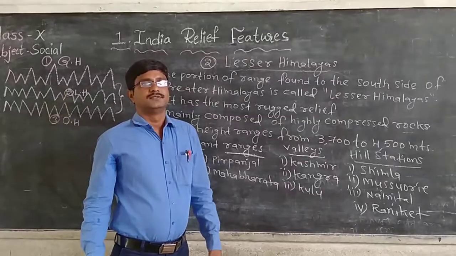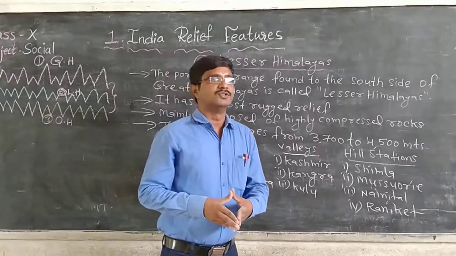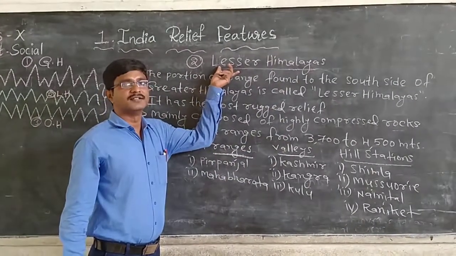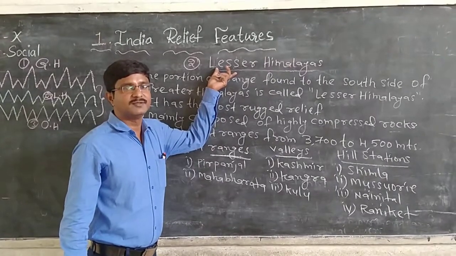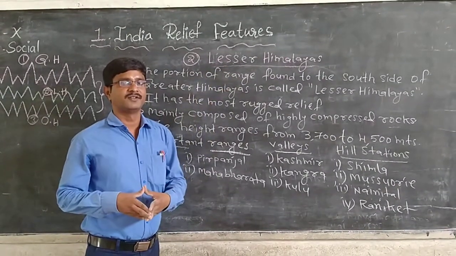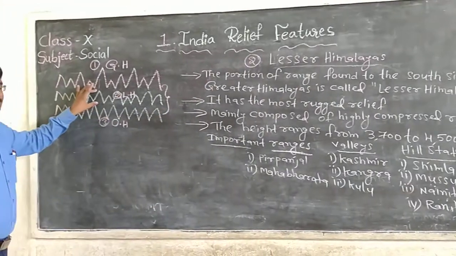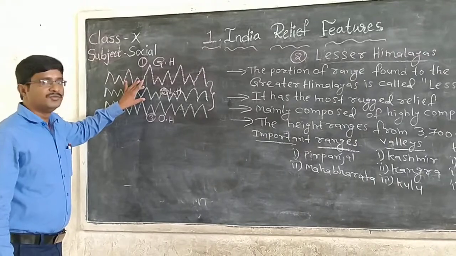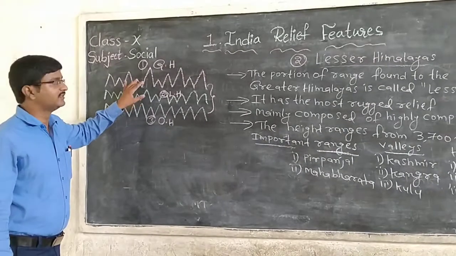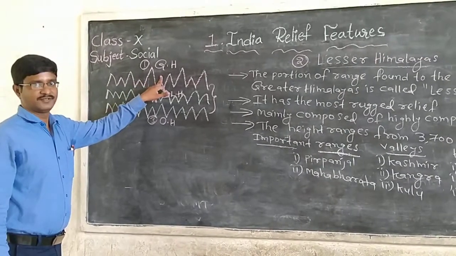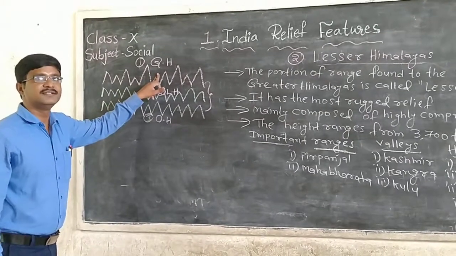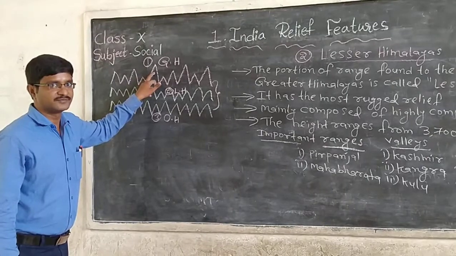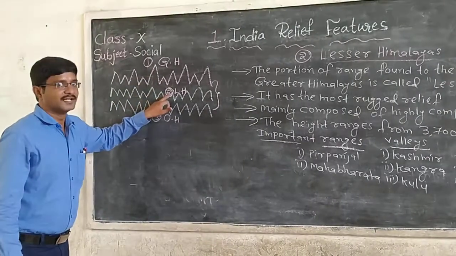Okay. Now let us learn about the second range of the Himalayas, the Lesser Himalayas. What is the other name of Lesser Himalayas? Himachal. So this is Lesser Himalayas. What is the definition of Lesser Himalayas? Just now we have learned the definition of Greater Himalayas. Where is Greater Himalayas? It is the northernmost range. This is Lesser Himalayas. Where is this?